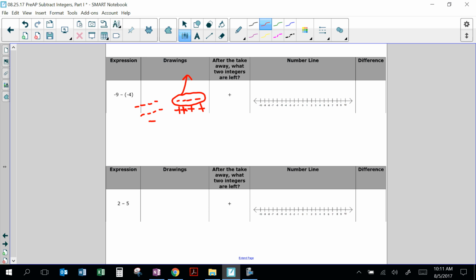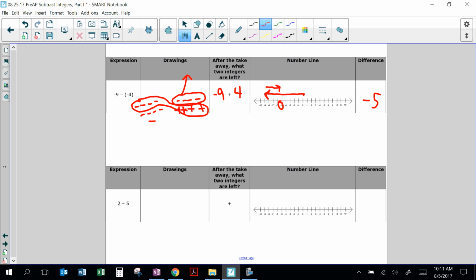So after the takeaway, what 2 integers are left? I started with -9, and the second is 4. So what happens when you have a negative and positive, negative and positive, negative, positive, negative, positive? All of these become zero pairs, and the answer is -5. So starting at 0, you're going to -9. So left 9 units. And then 4, you're going right 4 units, and you stop at -5.